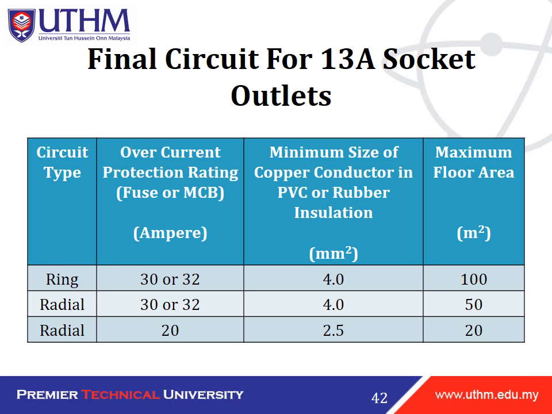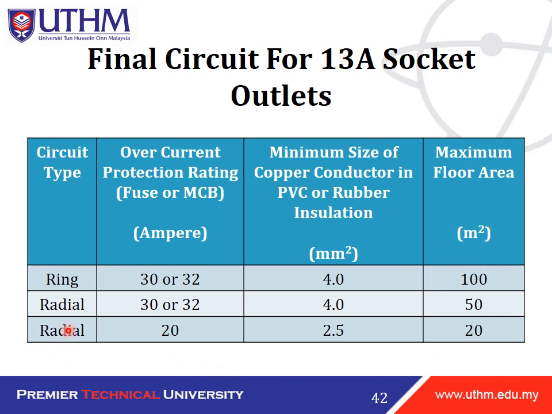Okay, this is the final circuit for 13A socket outlet. So we have two types of circuit, ring and radial. For the ring type of circuit, we need to use MCB 30 or 32A. The minimum size of copper conductor is 4 mm squared. And the maximum floor area is 100 meters squared.